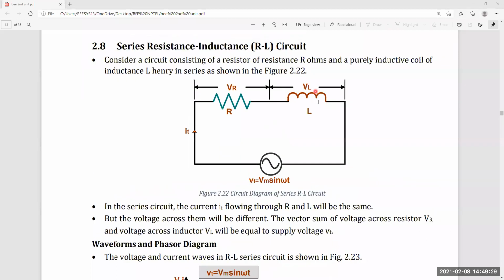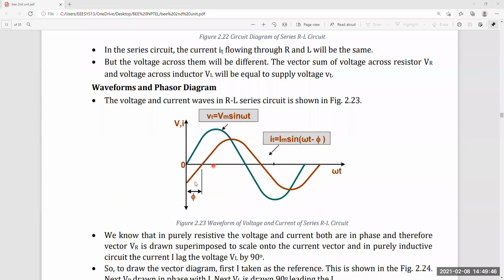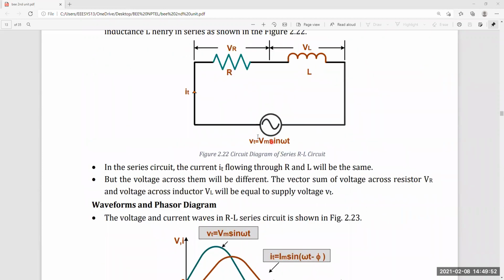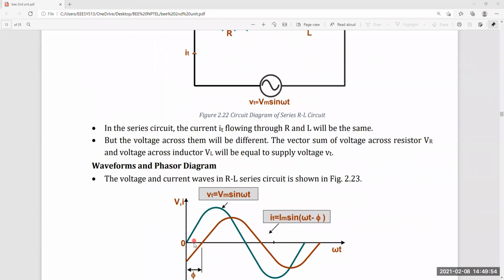Here, because of the inductor, current compulsorily lags the voltage by some angle. If it is a pure inductor, 90 degrees. Because of some resistance effect, current lags the voltage by some angle only, not 90 degrees. So that some angle is nothing but phi. Vt is equal to Vm sin omega t. That is called total voltage, the reference voltage, the supply voltage.